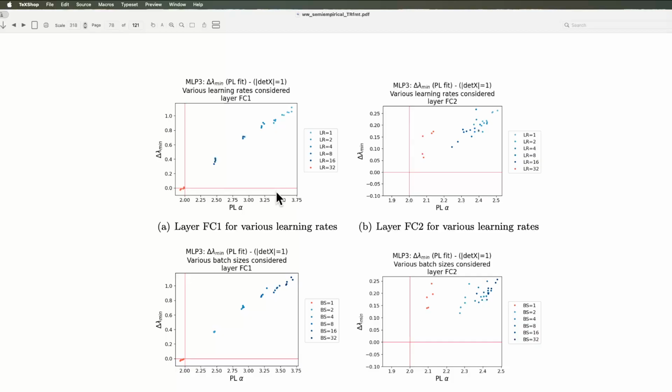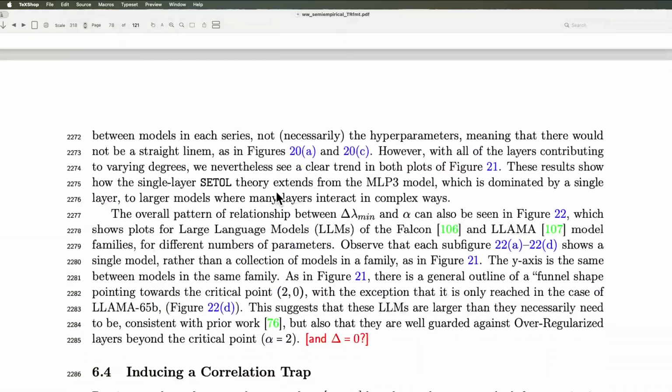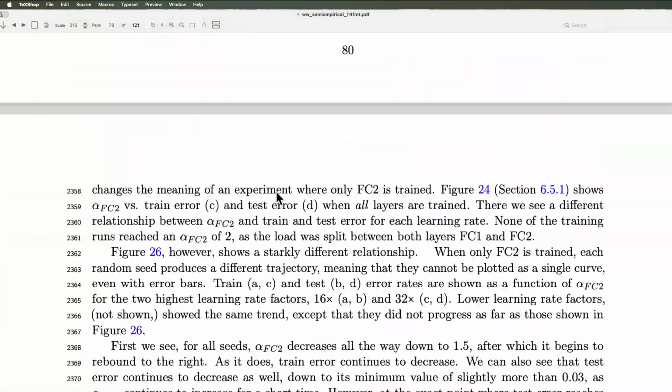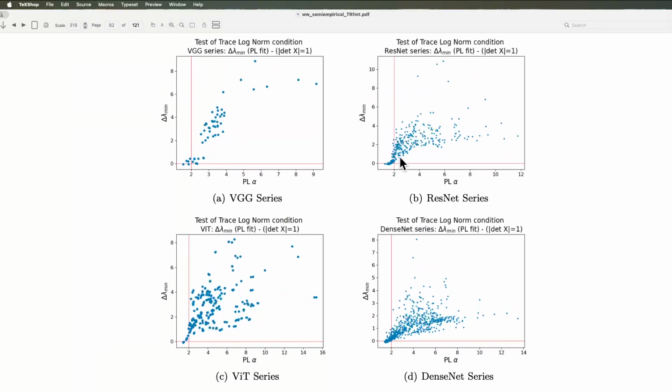So in ResNet, for example, where's the ResNet? ResNets look really good, right? The ResNets are one of the things, like this is the ResNet series. This is a really nice plot. A lot of the layers are right here, but not all of them. How do we get every layer down to alpha equals 2?